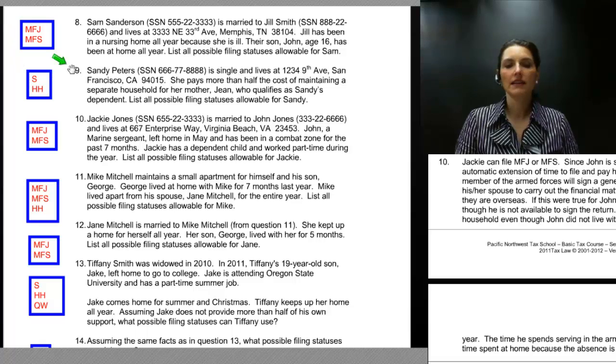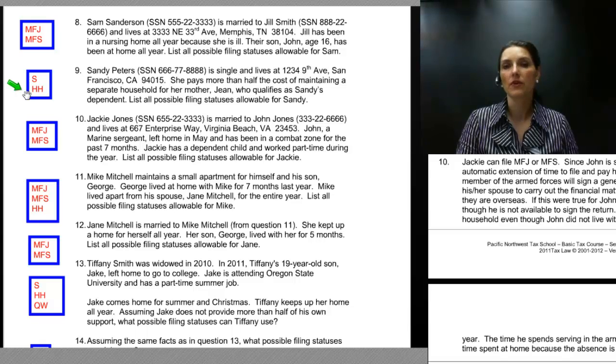Number 9, Sandy Peters is single and lives at 1234 9th Avenue in San Francisco. She pays more than half the cost of maintaining a separate household for her mother, Jean, who qualifies as Sandy's dependent. List all possible filing statuses allowable for Sandy. Since she is single, she qualifies for that status, and because she meets all tests necessary for claiming her mother's dependency exemption, plus she pays over half the cost of maintaining a household for her mother, she can be head of household.